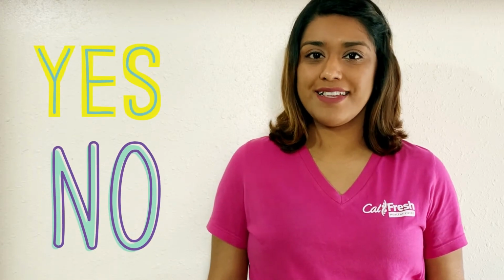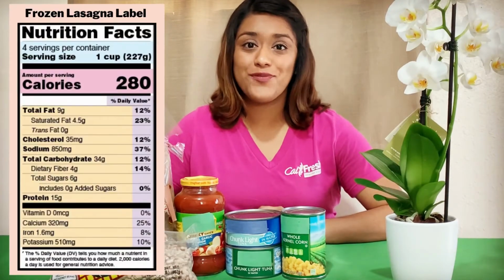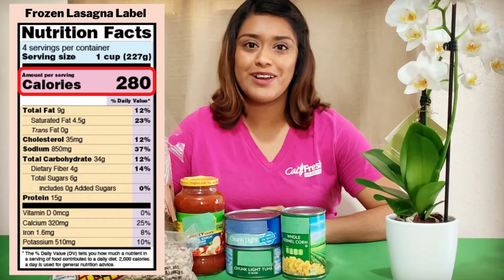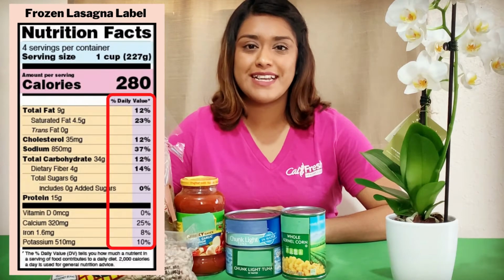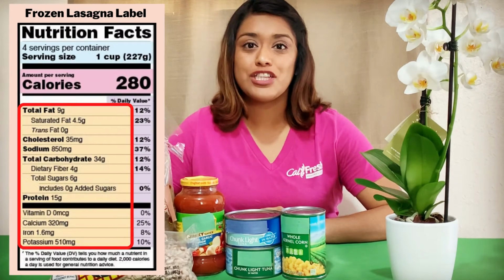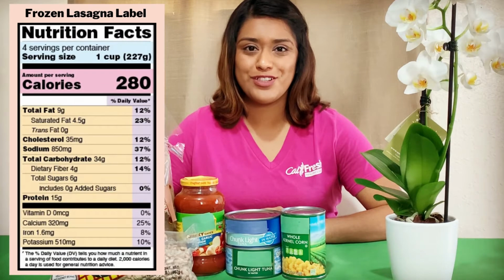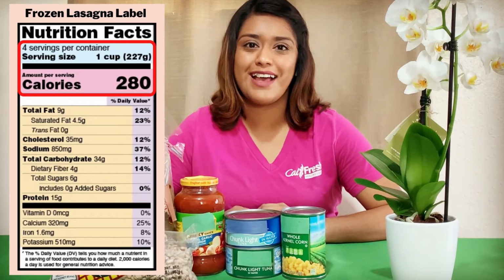When grocery shopping, do you look at the nutrition label? Some of you might have said yes, and others no. You can find the nutrition label on all kinds of food items such as tomato sauce, bread, beans, tuna, and canned corn. The nutrition label has 4 key sections, which are calories, servings, percent daily value, and nutrients. Today we will focus on the top of the nutrition label with servings and calories.